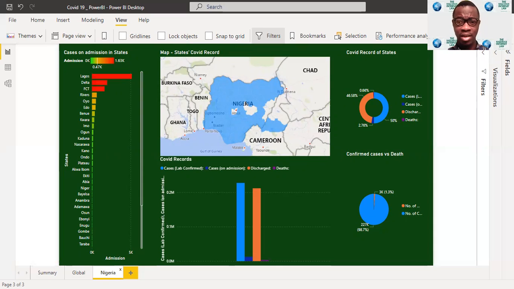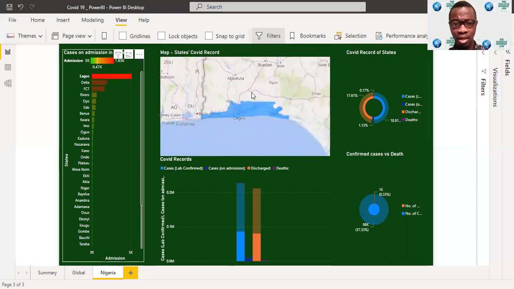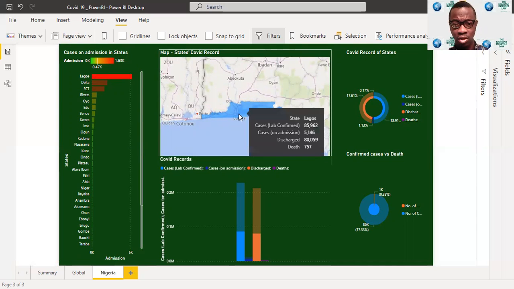All right, so let's look at Nigeria. This is based on data from the NCDC. The top states in Nigeria which have been affected by the COVID-19 outbreak are Lagos, Delta, and the Federal Capital Territory, Abuja. So if we look at Lagos, for example, this is where Lagos is, and we can see the number of cases.